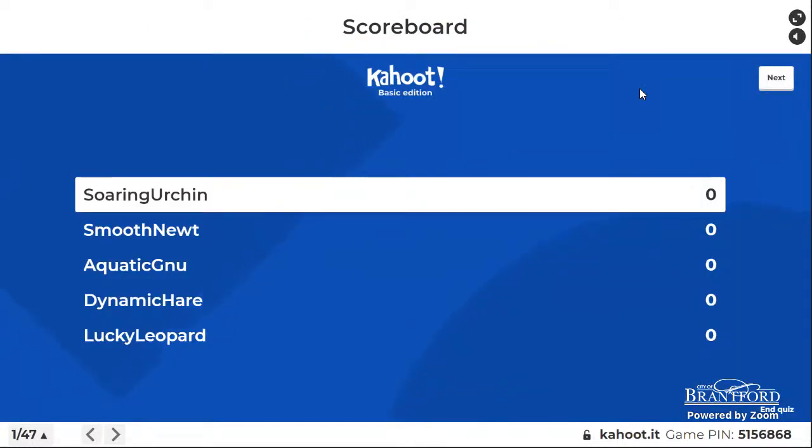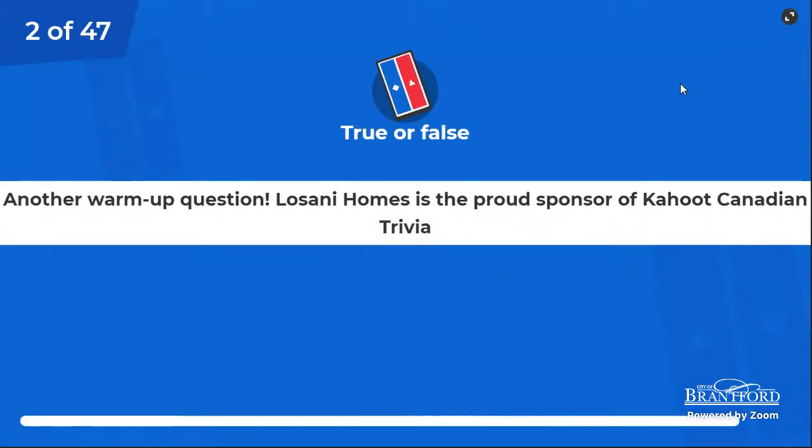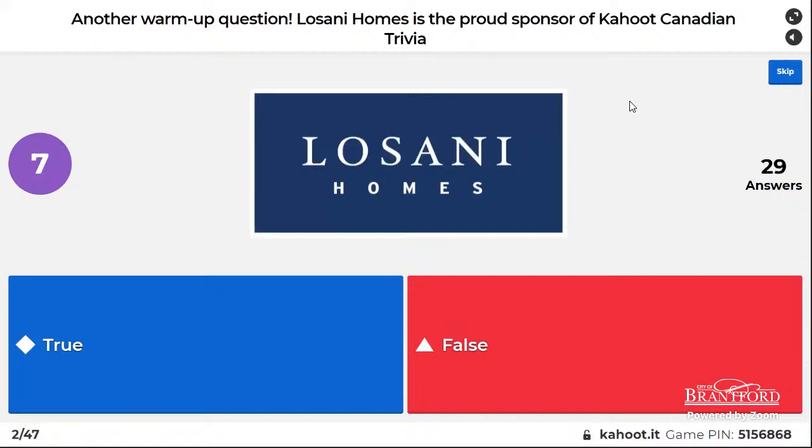So here we have the scoreboard. It just shows who has answered the fastest, but this is a warm-up question, so there are no points allocated for this one. And likewise for the second warm-up question, which is going to be a true or false. Lasani Homes is a proud sponsor of Canadian Kahoot Trivia. So I did mention this earlier. So you can answer on your phone, true or false.